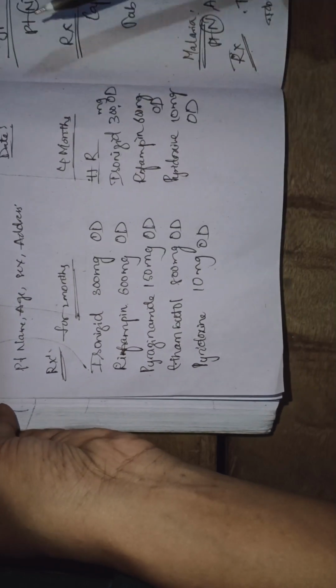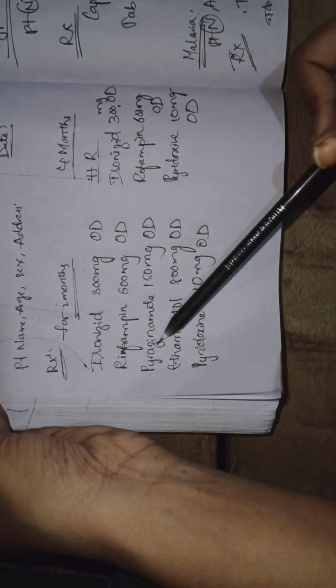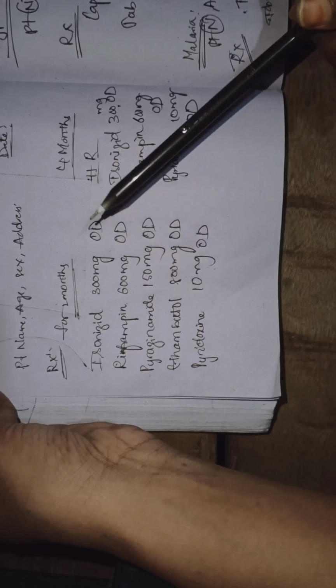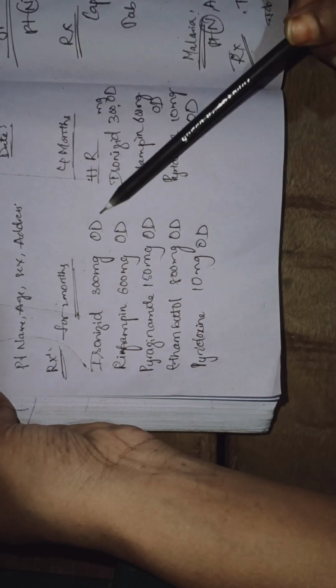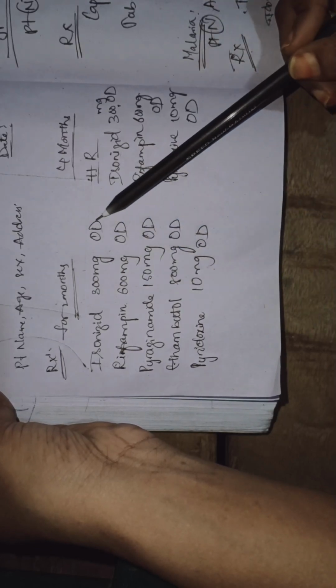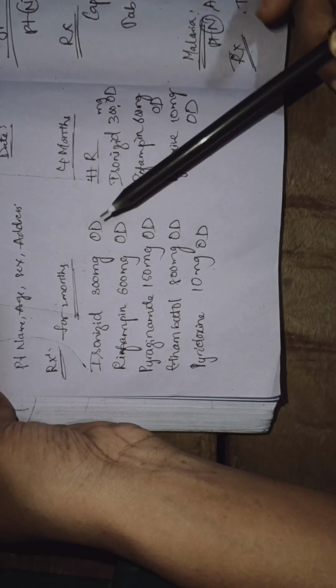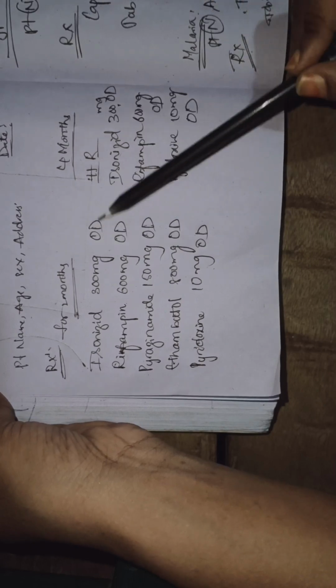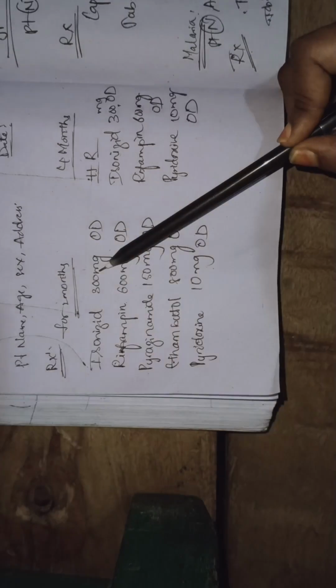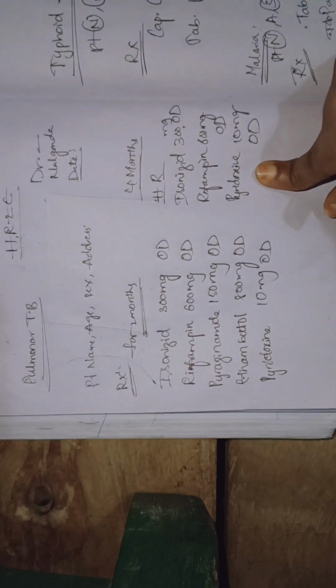Next pulmonary TB, also for 2 months and 4 months, with isoniazid, HRZ, and pyridoxine also used. These are all used as one tablet a day, once daily, like 300 mg, 600 mg, 150 mg, 800 mg and 10 mg. For the 4 months only HR and pyridoxine should be used.